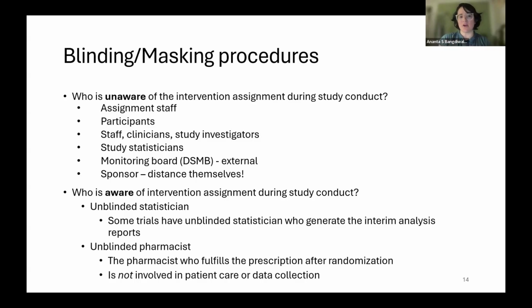So who is aware of intervention assignment during the study? Some trials actually have an unblinded statistician who can see the treatment assignment at any time, and they generate interim analysis reports. Many trials have a blinded statistician, some trials do not. And then there's the pharmacists who are going to be fulfilling the prescriptions after randomization. This is somebody who's not involved in patient care or data collection.